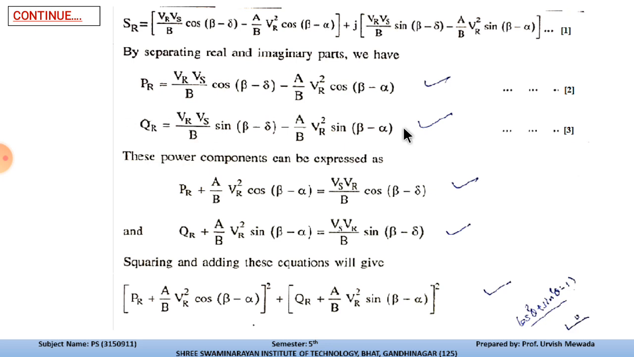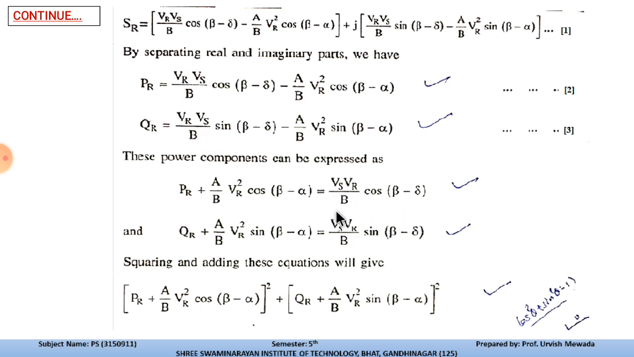These power components can be expressed as follows: we take this term and move it to the left hand side. So PR plus A by B VR square cos beta minus alpha is equal to VR into Vs by B cos beta minus delta. And for QR, the minus A by B will become plus because we are taking this term towards the left hand side. So QR plus A by B VR square sin beta minus alpha is equal to the term which remains, VR into Vs by B sin beta minus delta.